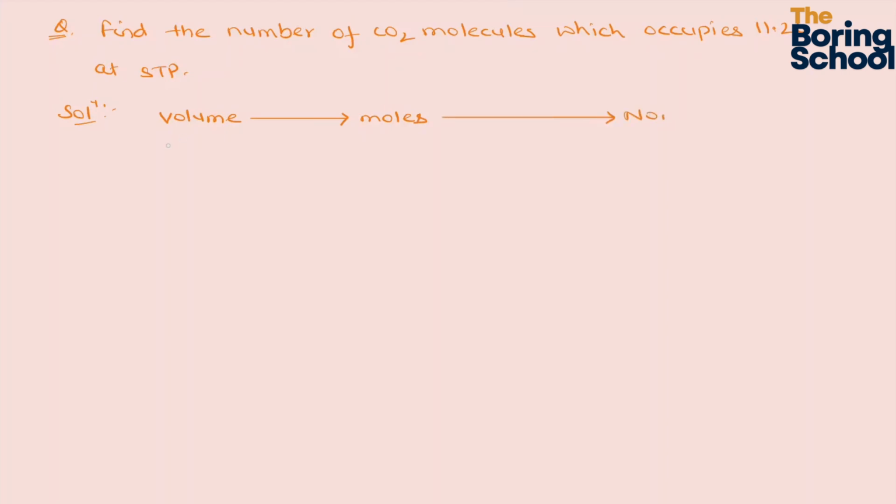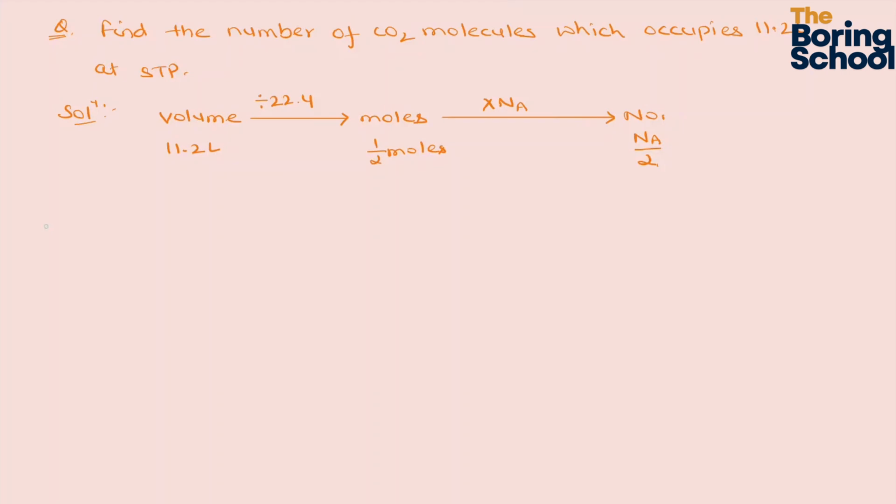So volume given is 11.2 liter. From volume, how can we calculate moles? Divided by 22.4. So that will become 1 by 2 moles. And from moles, how can you find number? That is multiplied by Avogadro number. So number of molecules will be Na by 2. This is very simple, and this type of question they ask in JEE Mains, that if volume is given, what will be number of molecules? If number of molecules is given, what will be the weight? What will be the volume occupied by the gas?